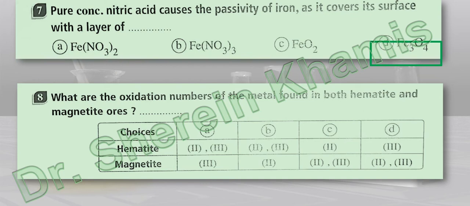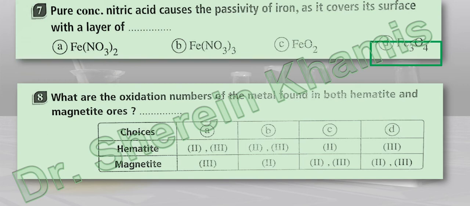What are the oxidation numbers of the metal found in both hematite and magnetite ore? Here we have hematite and magnetite. Choice A: hematite 2 and 3, magnetite 3 only. Number B: hematite 2 and 3 and magnetite 2 only. Number C: hematite 2 and magnetite 2 and 3. Number D: hematite 3, magnetite 2 and 3.